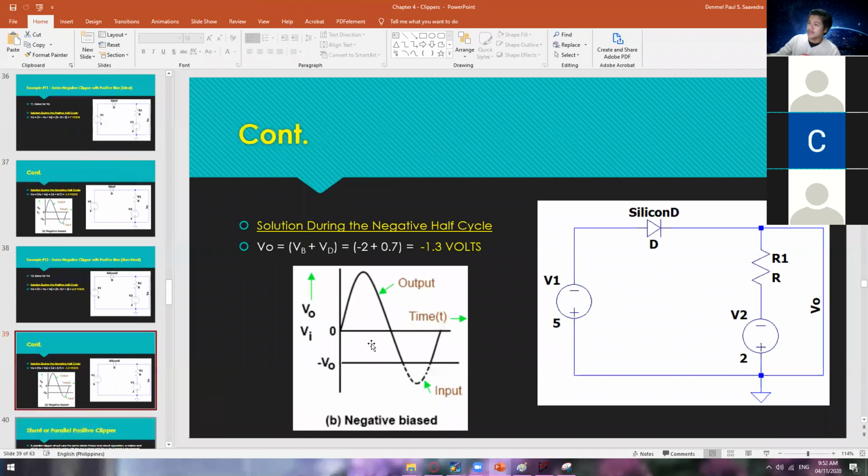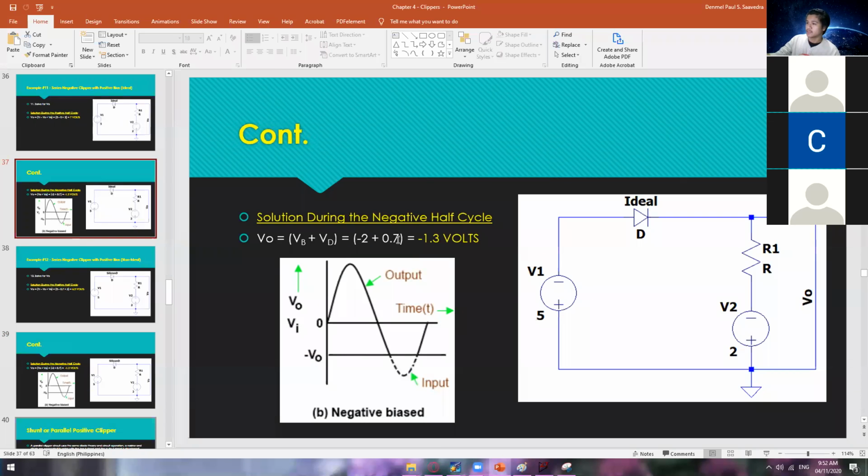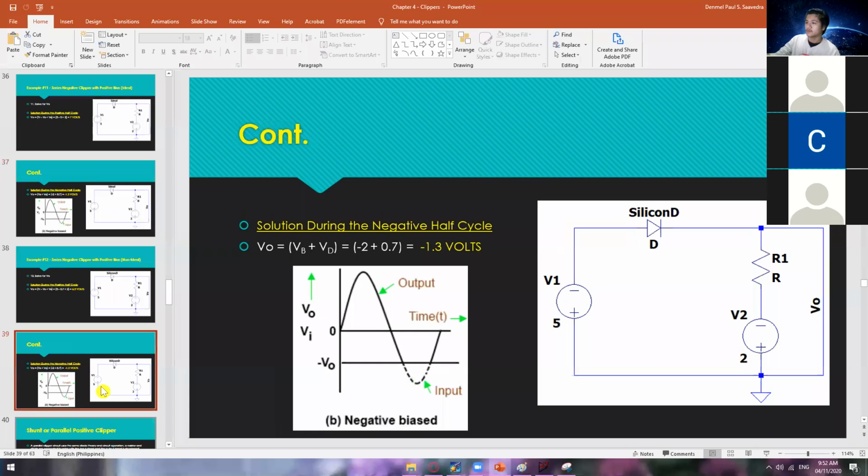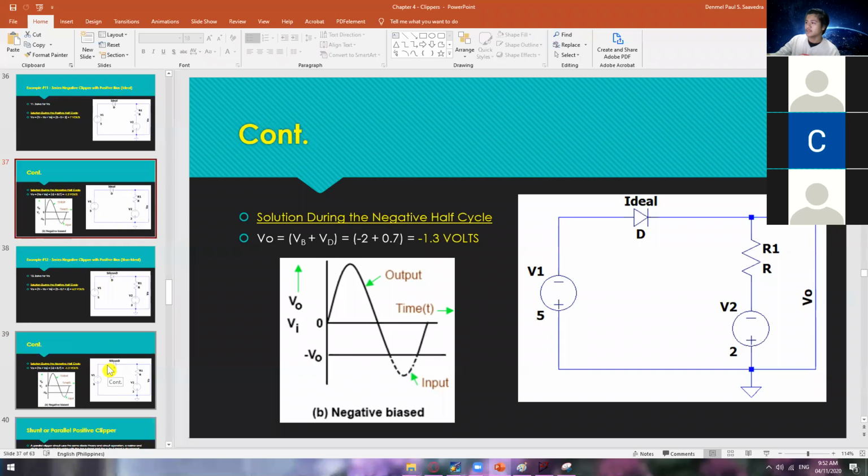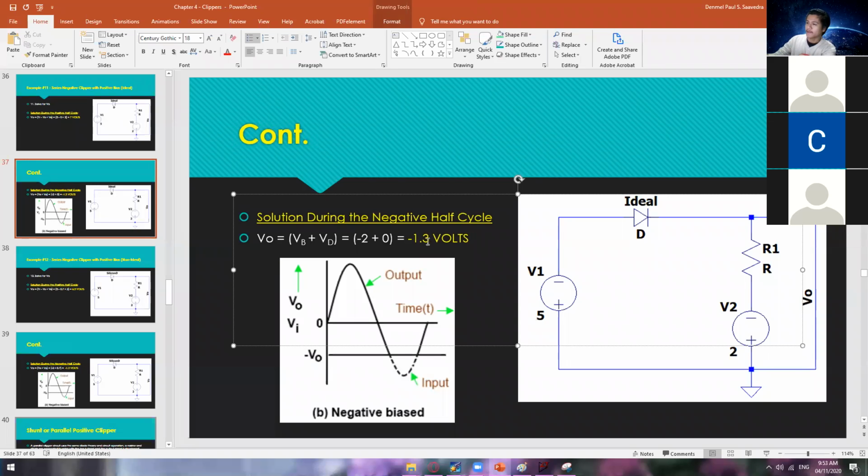The same with our negative half cycle. It's just that this silicon diode is now not at 0 volts. So before we have, oops, okay, correction. For example number 11, this one is in ideal, so this one should be 0. So 2 minus 0 is -2 volts. Okay, so sorry for that one.